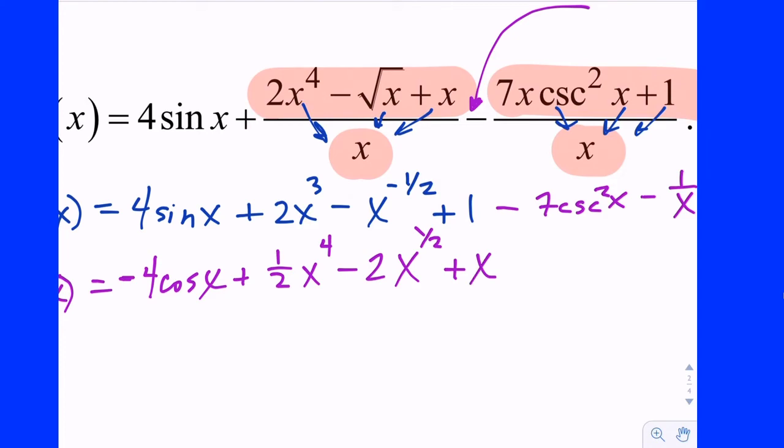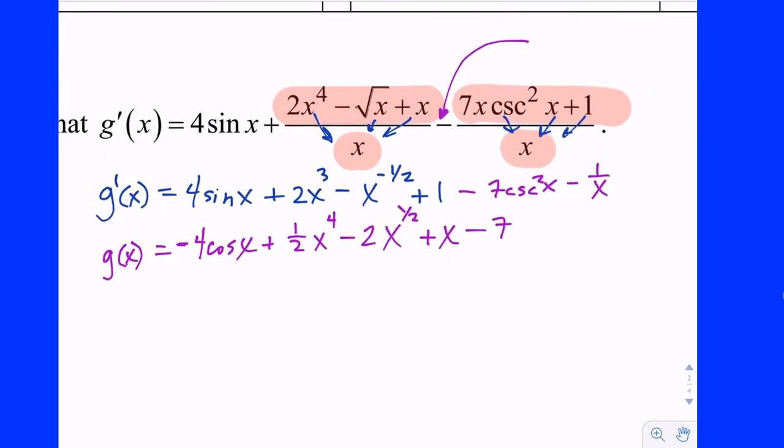All right, the antiderivative of 1. X, right? X. What's the derivative of x? 1. What's the antiderivative of 1? X. Cool. Minus, I guess 7 goes along for the ride, constant multiple.